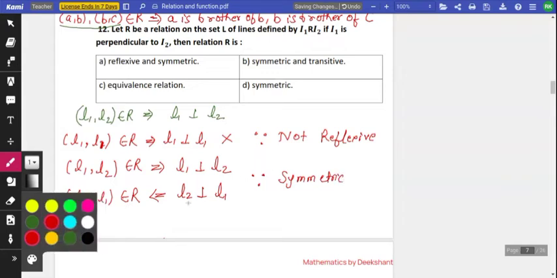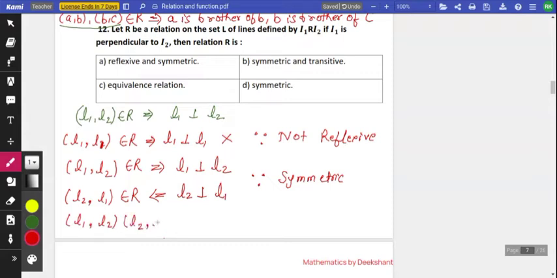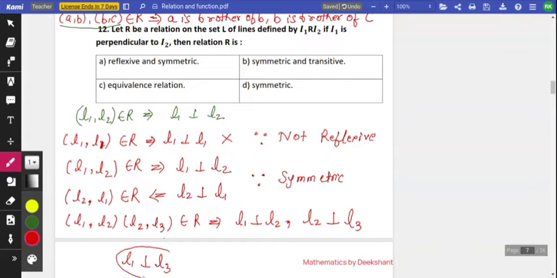For the given relation to be transitive, if (L1, L2) and (L2, L3) belong to relation R, it means L1 is perpendicular to L2 and L2 is perpendicular to L3. We cannot say that L1 is also perpendicular to L3, which is wrong. So in this case (L1, L3) does not belong to relation R. So the given relation is not transitive. So the correct answer is option D. The given relation is symmetric only.